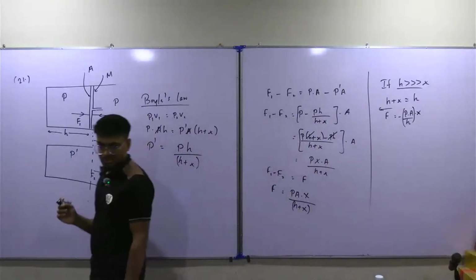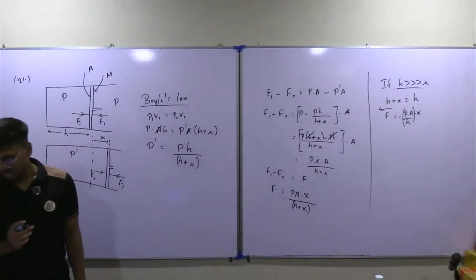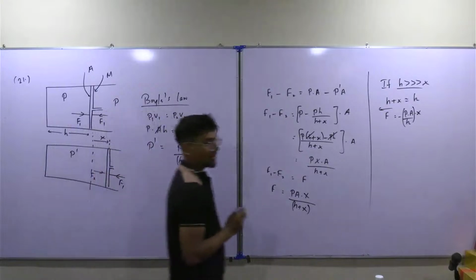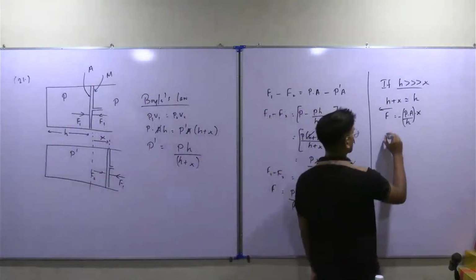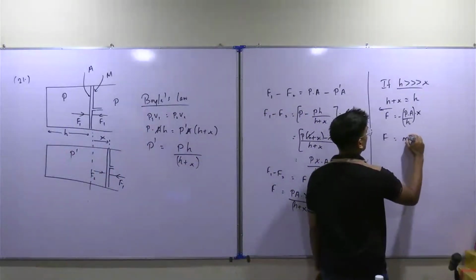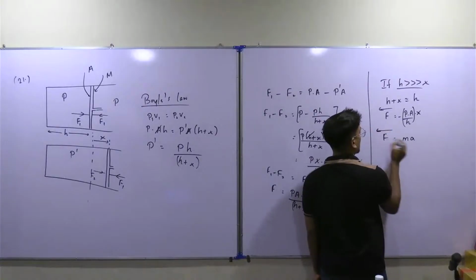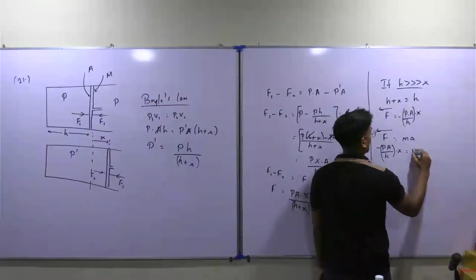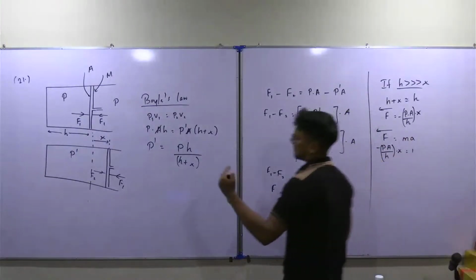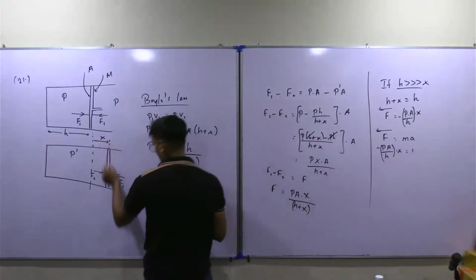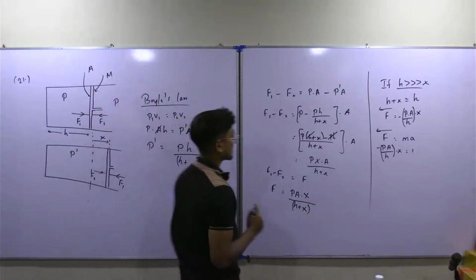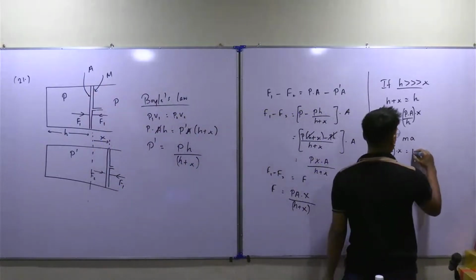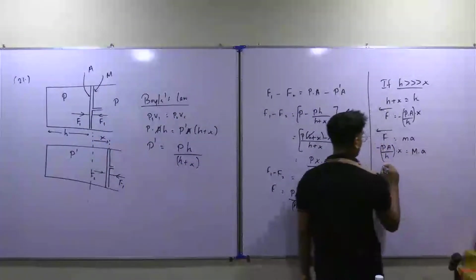Right? Do you understand? Now you can apply F equals MA. Now you know the force, you can apply F equals MA in this direction. Force in this direction is minus PA over H times X. Mass is the mass of the piston. Now we are going to apply F equals MA to this piston. Mass of the piston is capital M, that is given. Capital M times the acceleration of the piston.